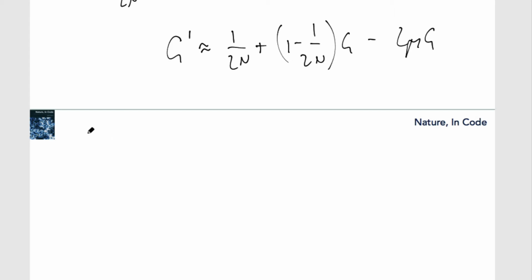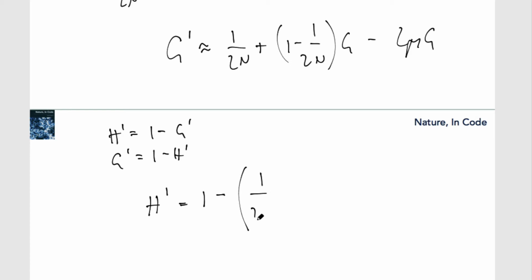So let's rephrase this like we did before in terms of h, where h is now the opposite measure. If you pick two alleles at random, what is the probability that they're not the same? So that's a measure of genetic diversity. As before, we defined h to be 1 minus g, or vice versa, g to be 1 minus h. And of course, the same is true in the next generation as well. And so we can now replace this and get an equation for h in the next generation, which is simply 1 minus this term. So it's going to be 1 minus this whole thing, 1 over 2n plus 1 minus 1 over 2n g minus 2 mu g.